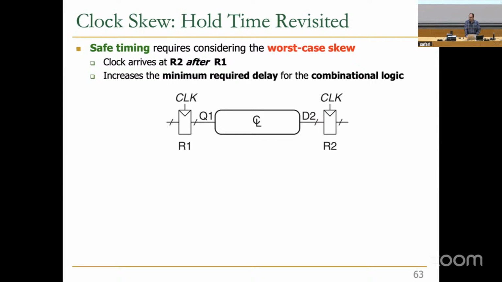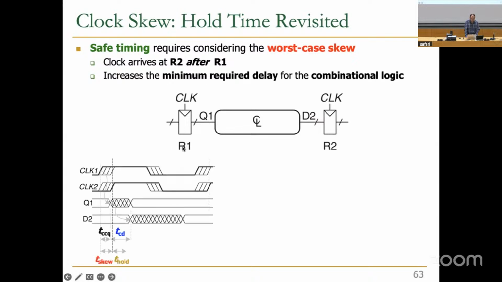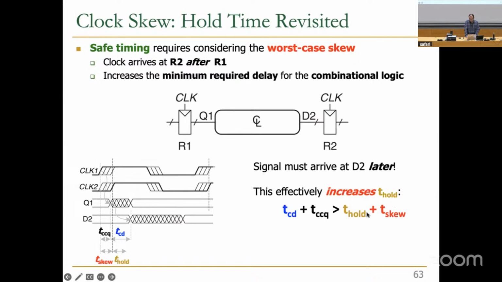Yes? The signal starts changing earlier because the rising edge arrives earlier. Yes, exactly. Q1 and D2 start changing earlier because we get this rising edge of R1 earlier, essentially. And that can violate hold time for R2. So in order to consider that in your equation, you need to add T skew to your hold time as well. And this is going to be your effective hold time in the end.